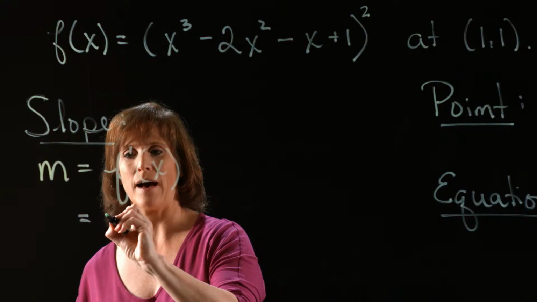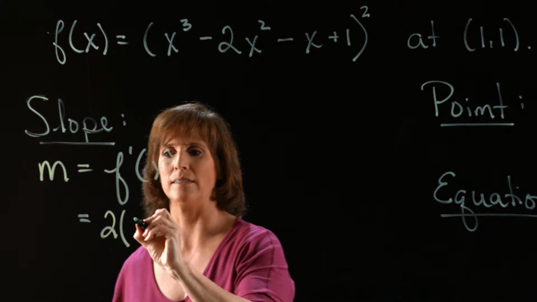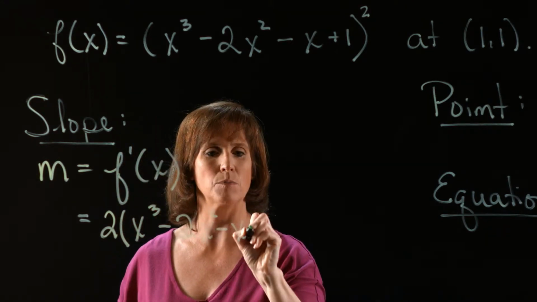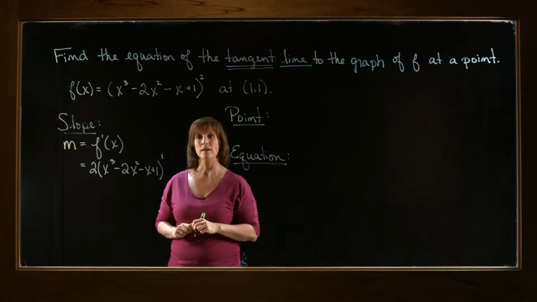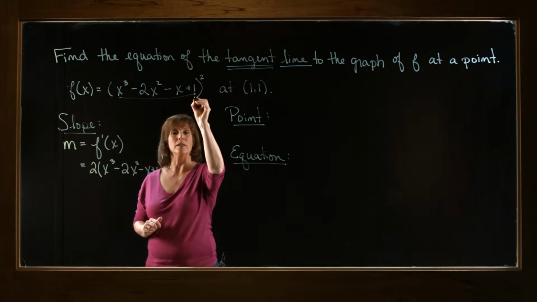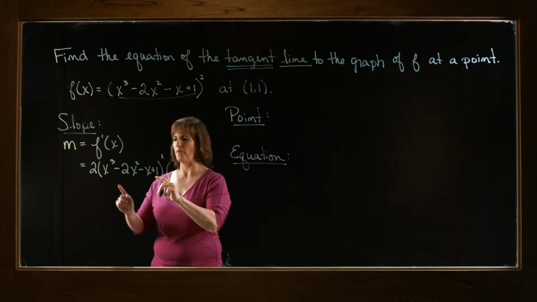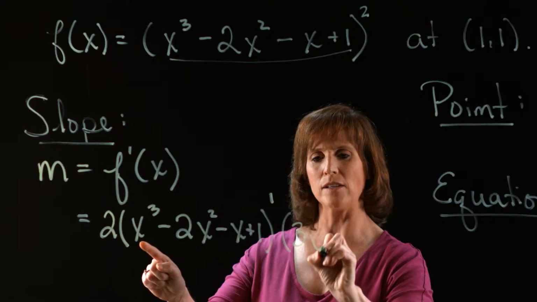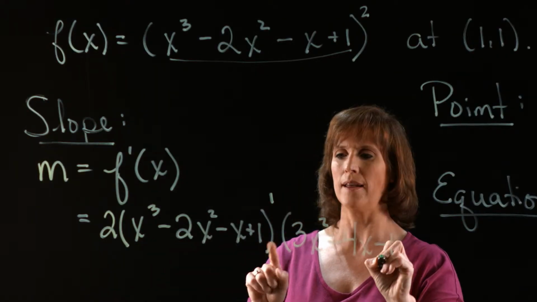So we'll bring the 2 down, copy over that entire expression that's in parentheses, so x cubed minus 2x squared minus x plus 1, and then subtract 1 from the exponent. But now we need to take the derivative of that inside piece because we need to use the chain rule. So what is the derivative of that inside function? Well, this is just going to be 3x squared minus 4x minus 1 and plus 0.